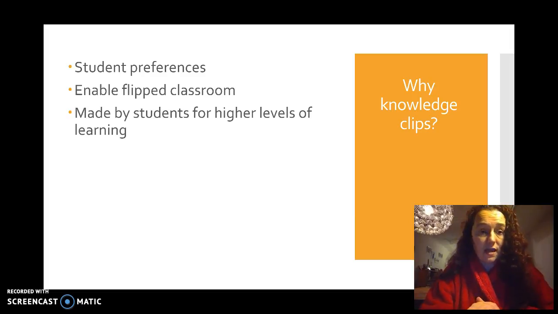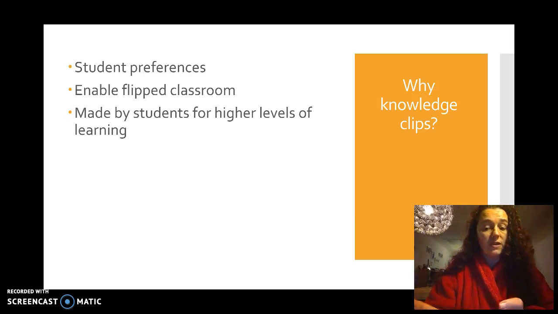Students have told us many times that they prefer to work with videos. It shows from research. Using the videos enables us to work in a flipped classroom setting, and also by letting the students make the videos themselves, it enables them to achieve higher levels of learning.